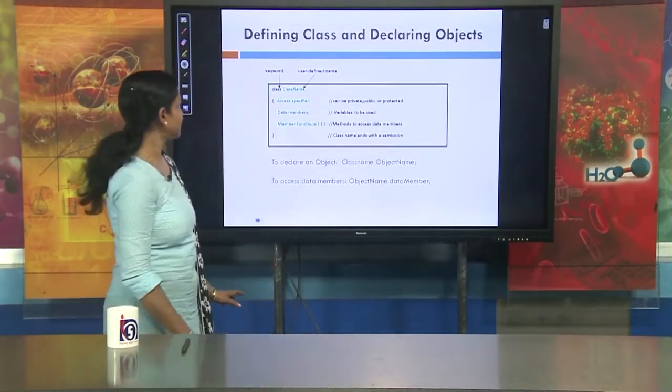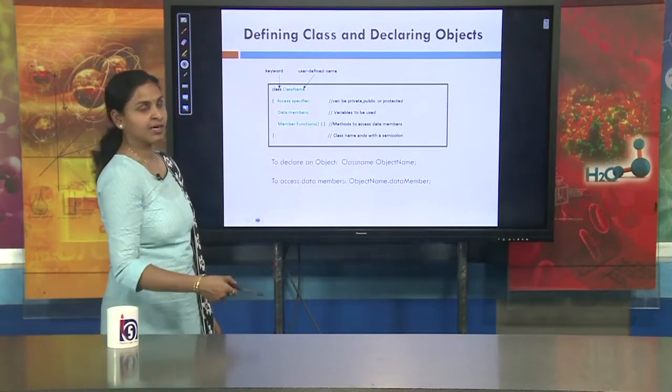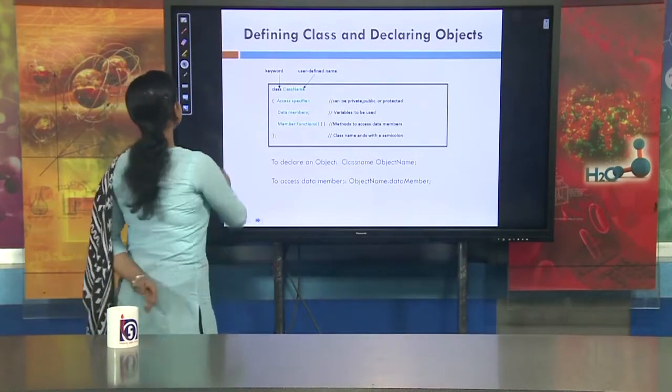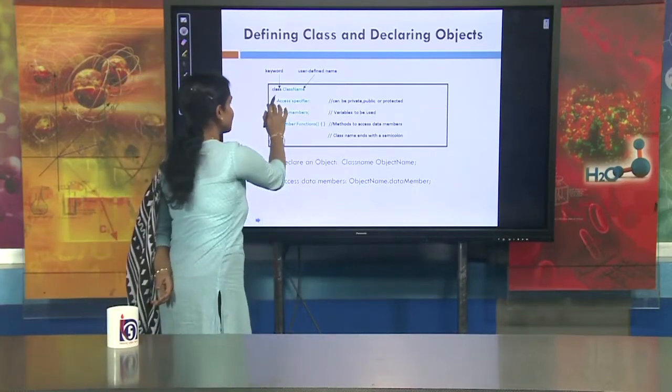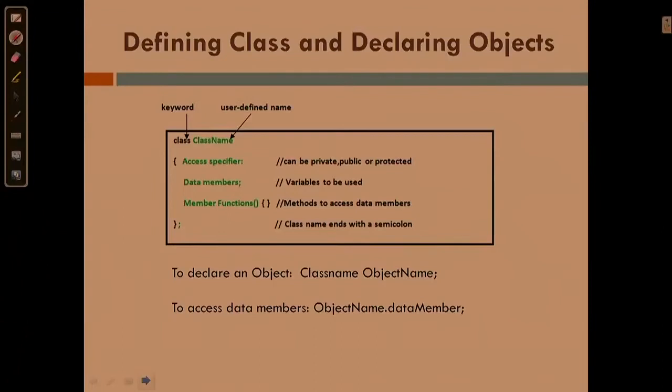So this is the basic structure of a class. As you can see here, the basic structure of a class is class, class name. The class is the keyword, the keyword whose meaning cannot be changed. And here is the class name. Class name can be any name, apart from A, B, C, X, Y, Z, student, employee, it could be anything. The class name depends on the user.